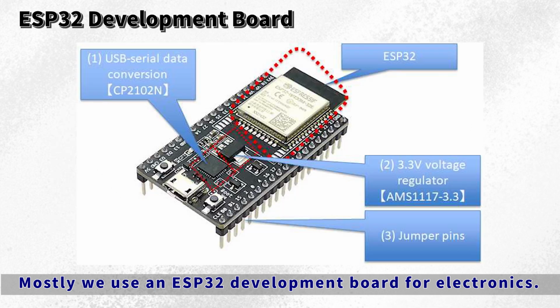The ESP32 development board mainly adds the following functions. 1. USB serial data conversion function for communication with a PC. 2. Voltage limit regulator function that converts USB 5V voltage to 3.3 volts for ESP32. 3. Jumper pins for wiring to the breadboard. There is also a switch that can be restarted. The specific circuit diagram is also shared on the official website.